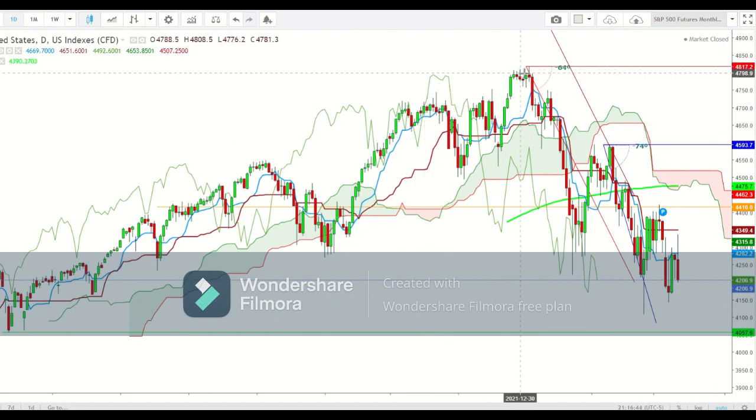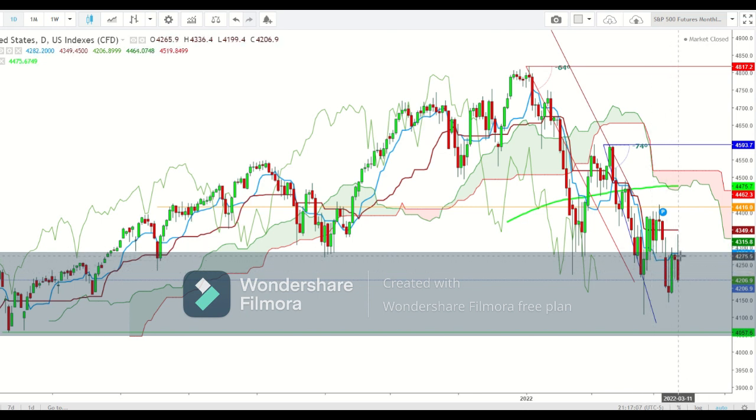So friends, here in a daily time frame, you can see the formation of this bearish crossover when the 9 days moving average and the 26 days moving average crossed the 200 days moving average downward. So this has formed a bearish crossover in the daily time frame, and the S&P 500 futures are currently trading well below the 9 days moving average.